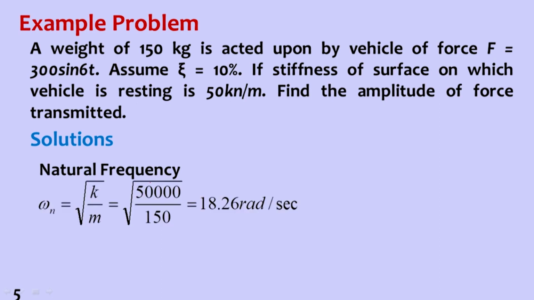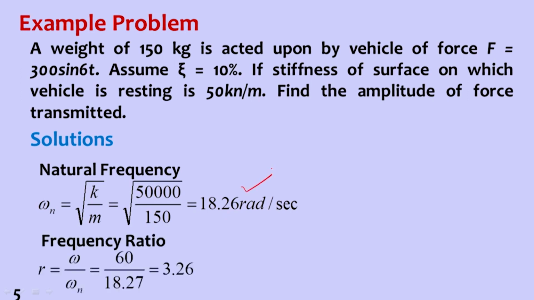So K is given as 50,000 and mass is given as 150 kg. With that we will get 18.26 radians per second. So that is the natural frequency. Then the frequency ratio, forcing frequency is 60. Oh, so this is 60, not 6, this is 60 sin 60t. So the forcing frequency is 60 divided by 18.27, so 3.26 is R.